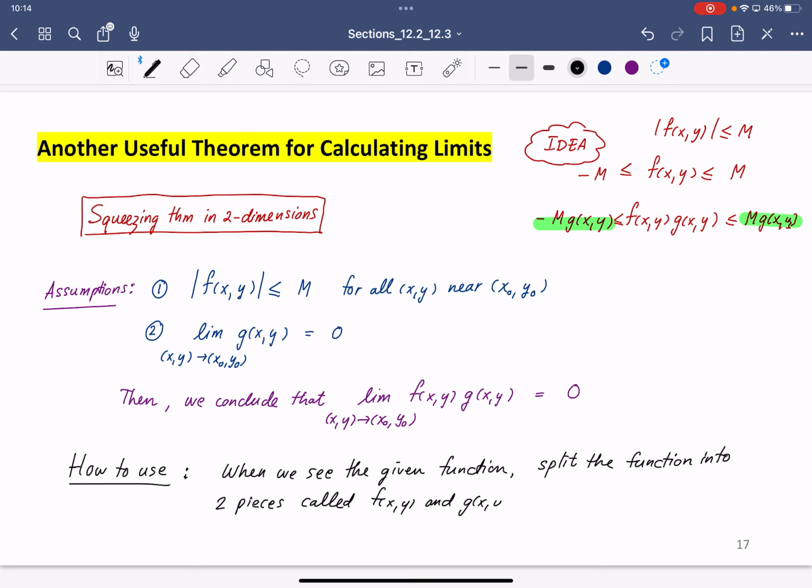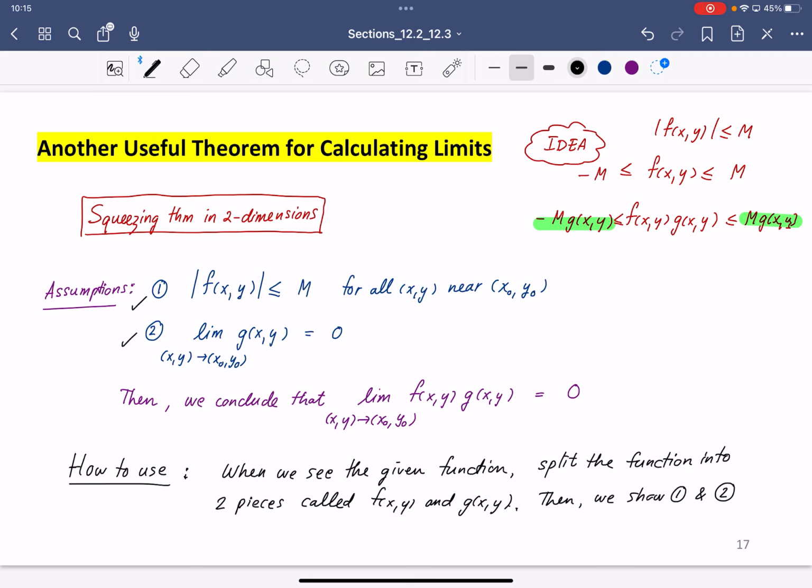Once you split it into two functions f and g, you try to show number 1 and number 2. Once you can show number 1 and number 2, then you're done. So by the squeezing theorem, the limit of f times g is going to be 0. We're going to have at least 2 examples in the first 15 minutes here. But this is the theorem, the squeezing theorem in two dimensions.